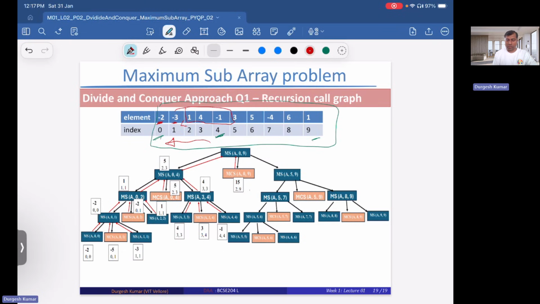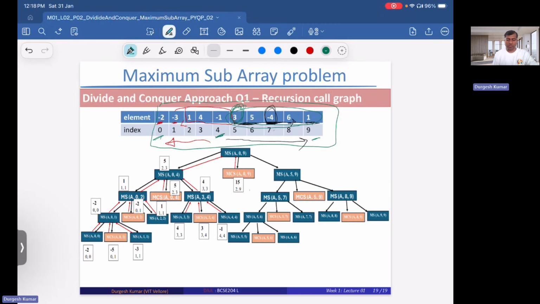Similarly, it has to include mid plus 1, the 3, and we have to take as much as possible on the right side. So 3, of course we'll take 5, it is increasing the sum. We cannot take the -4 for now because it is decreasing the sum. But when we see the 6 minus 4, there is a net increase of 2, so we'll consider up to here. Again there is a 1, so it is also increasing the sum by 1. So on the right hand side also we'll take up to here: 3 5 -4 6 1.